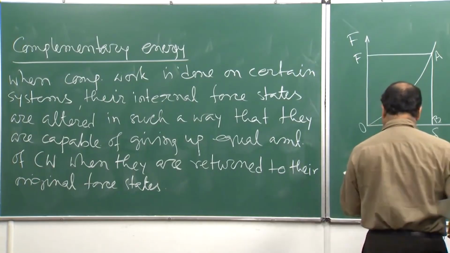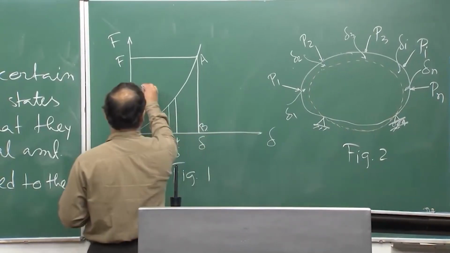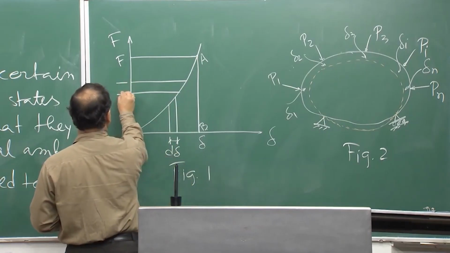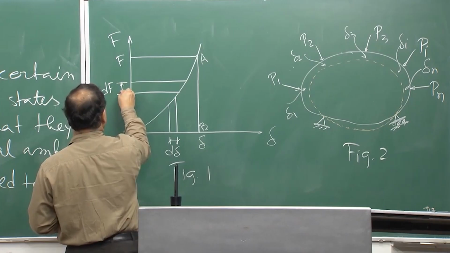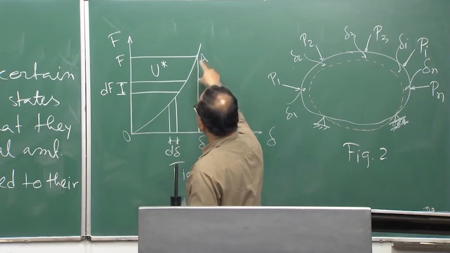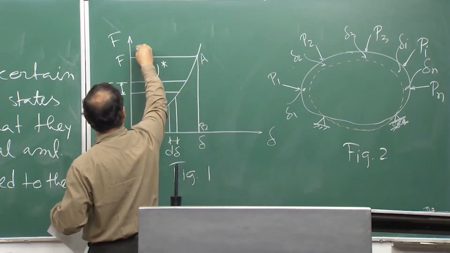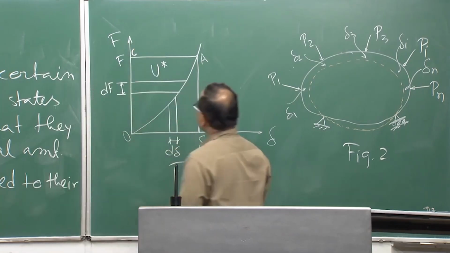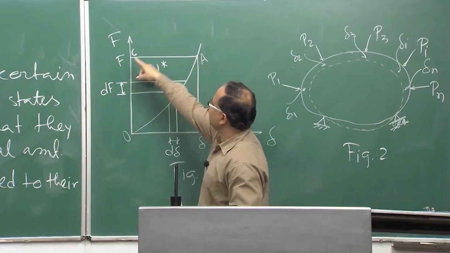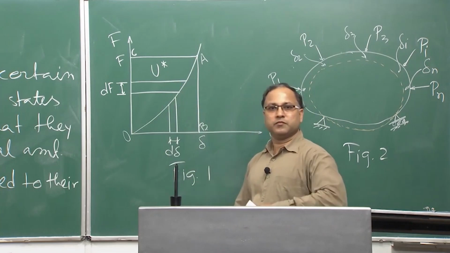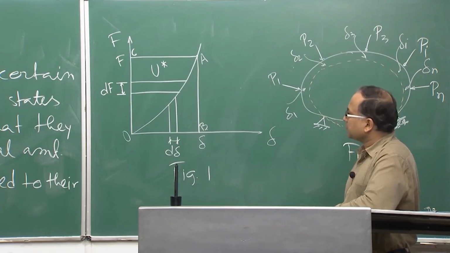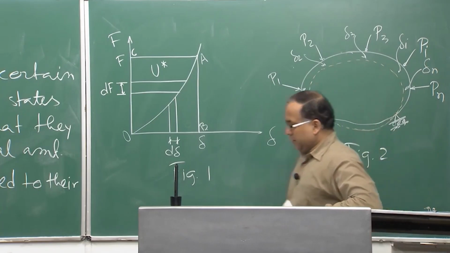Okay. Now, if you look at the figure here, this is the variable force, say dF, and the area under this OA, say this point is C. So, the area above this curve OA, that means OAC, this area will give you the complementary energy U star, agreed, okay.